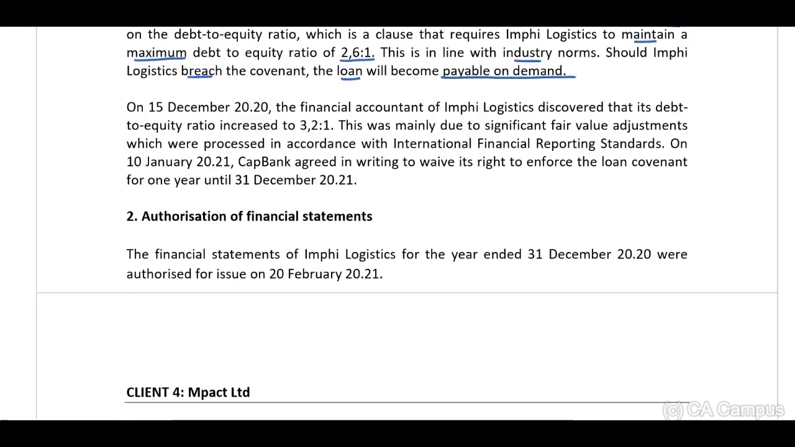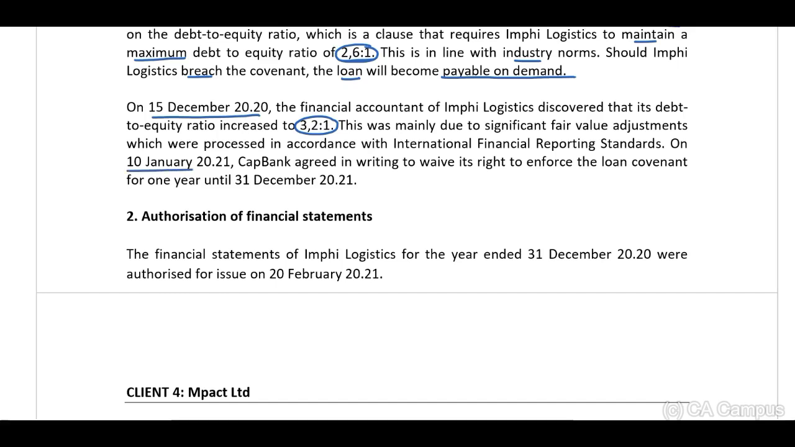On 15 December 2020, the financial accountant of IMPI Logistics discovered that its debt to equity ratio increased to 3.2 to 1. It should be 2.6 to 1. This was mainly due to significant fair value adjustments which were processed in accordance with international financial reporting standards.